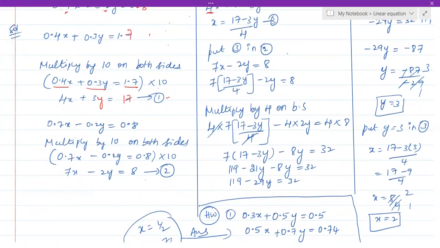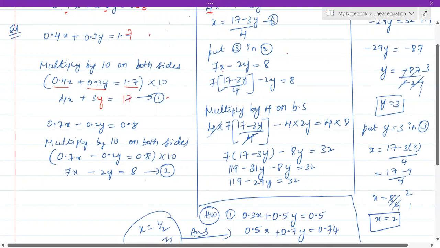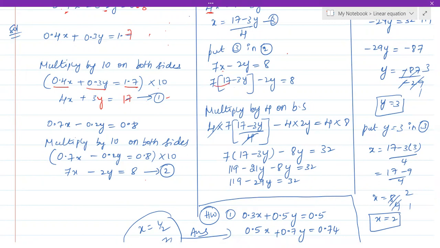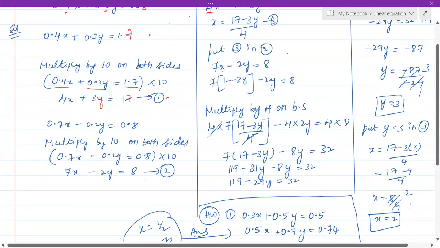Now as you can see, when I substituted in the place of x, what is x? 17 minus 3y by 4. You can see this 4 in the denominator, which is making the problem a bit difficult. Okay. Remember, if this 4 was not there, what we would have done? We would have multiplied 7 with 17, 7 into 17 and 7 into 3. Then we would have proceeded. It would have been very, very easy. But now it is a bit difficult because of this 4, which is in the denominator.